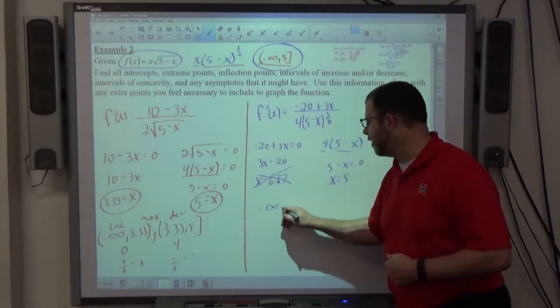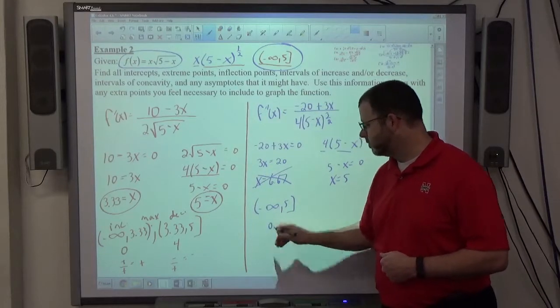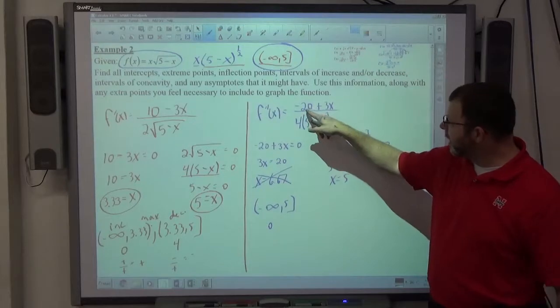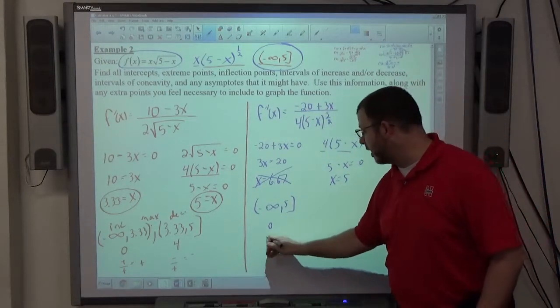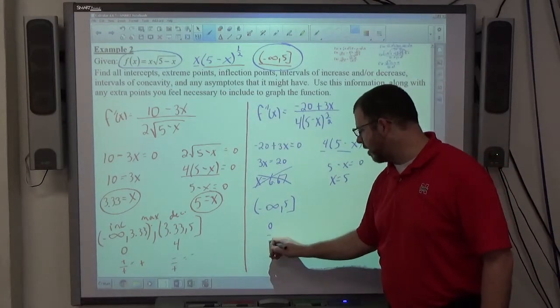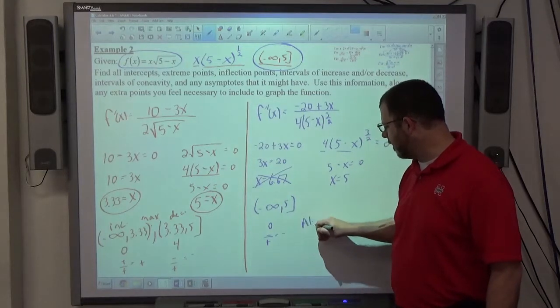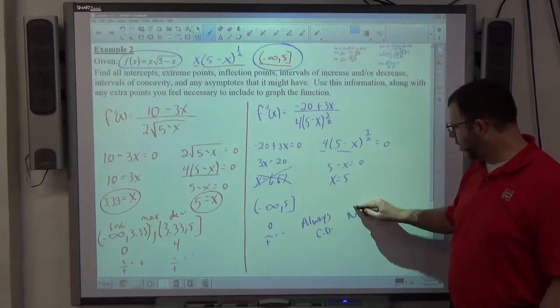If I go from negative infinity up to 5, pick any test point I want. Let's go with 0. 0 is easy. Put 0 in here. I'm going to get negative 20 plus 3 times 0 on top, which is going to be negative. If I put 0 in here, I'm going to get 4 times 5 to the 3 halves power, which equals some positive number. Negative over positive equals negative, so it's always concave down. No inflection point.